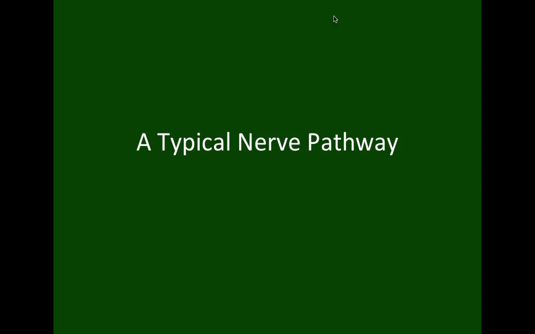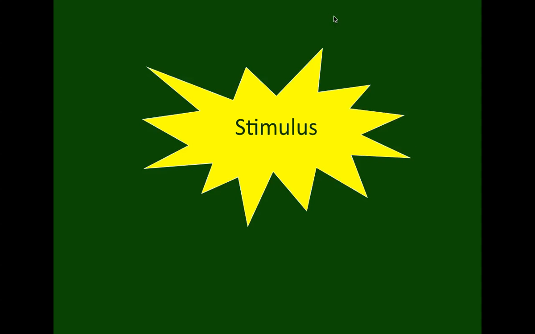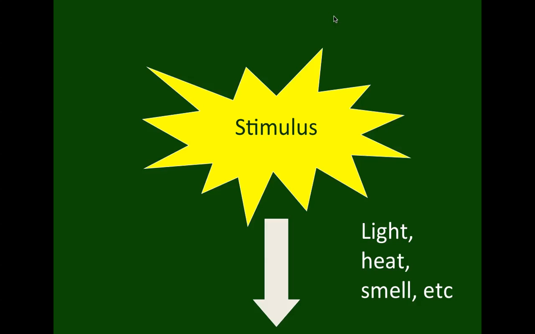Alright, so what we are going to do is take a look at a typical nerve pathway just as a form of review. A typical nerve pathway starts with our stimulus, which can be anything like light, heat, smell, temperature, anything along those lines.